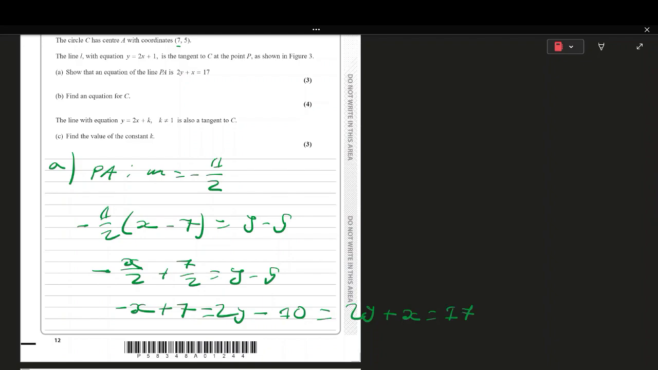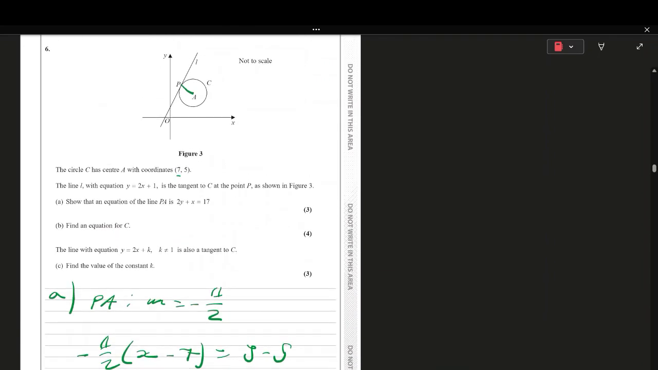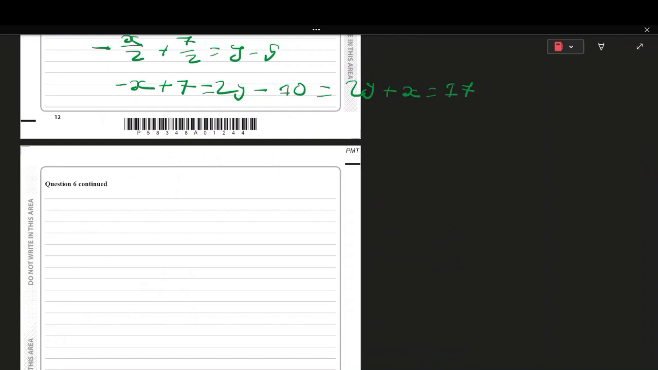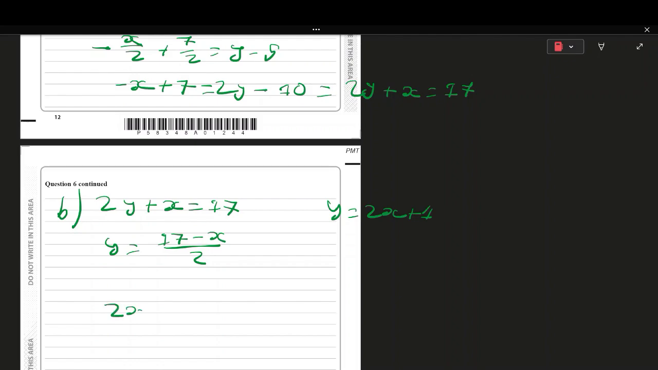For part B, find the equation for C, so for the circle. So we have two different lines, so we need to do it simultaneously. So we have 2y plus x is equal to 17. And to put it into y equals, it will be y is equal to (17 minus x) over 2. And the other equation is y is equal to 2x plus 1. So we make these equal each other. So 2x plus 1 is equal to (17 minus x) over 2.